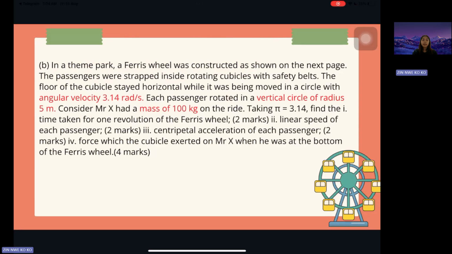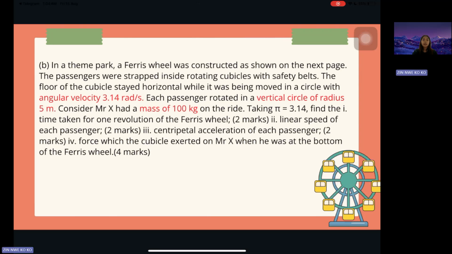In the second part, we analyze a theme park ride, specifically a Ferris wheel. This Ferris wheel rotates with an angular velocity of 3.14 radians per second and has a radius of 5 meters. Each passenger rotates in a vertical circle while seated in a cubicle that stays horizontal. We consider Mr. X, who has a mass of 100 kilograms. The task for question A is to find the time taken for 1 revolution.